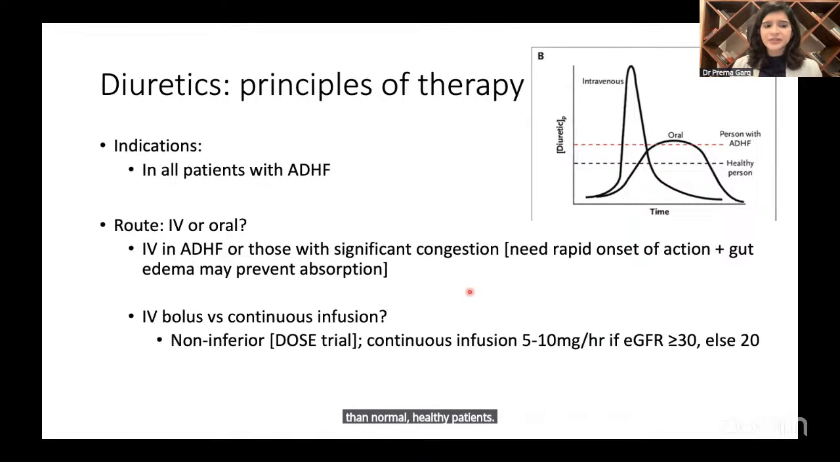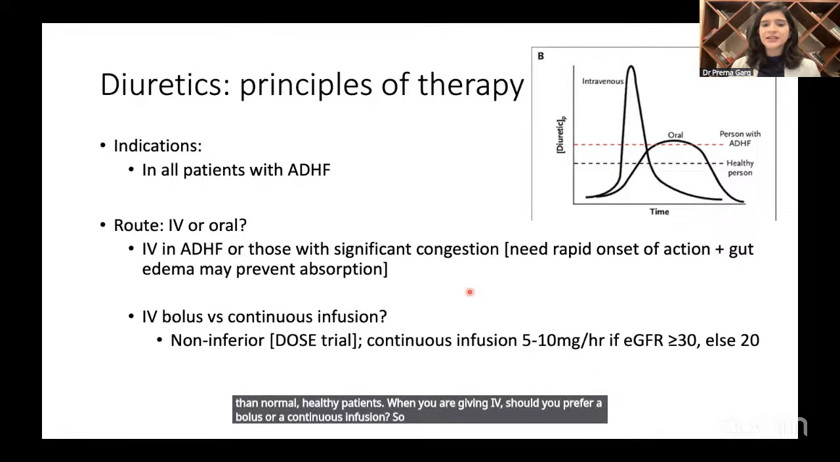When you are giving IV diuretics, should you prefer a bolus or a continuous infusion? Trials have shown that there is no significant difference. We usually start with bolus for ease of administration, but if the patient is very sick, we shift to continuous infusions because they are easier to titrate.